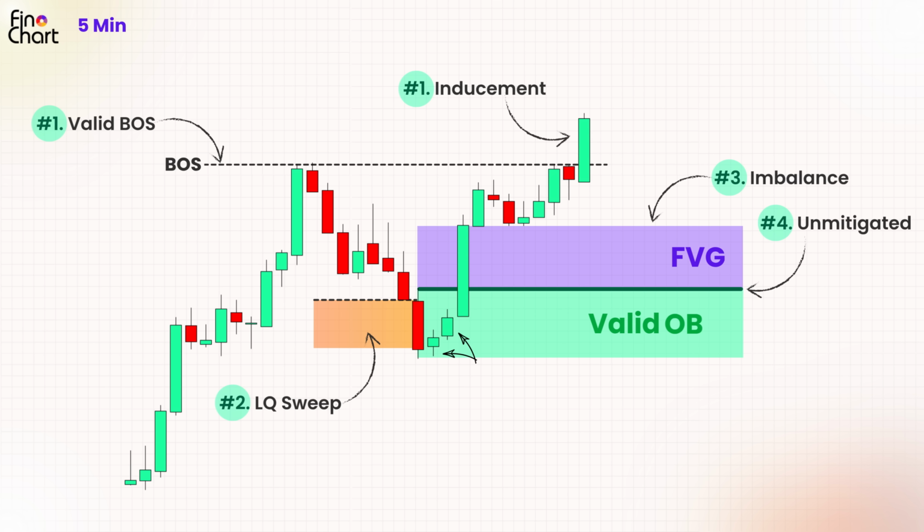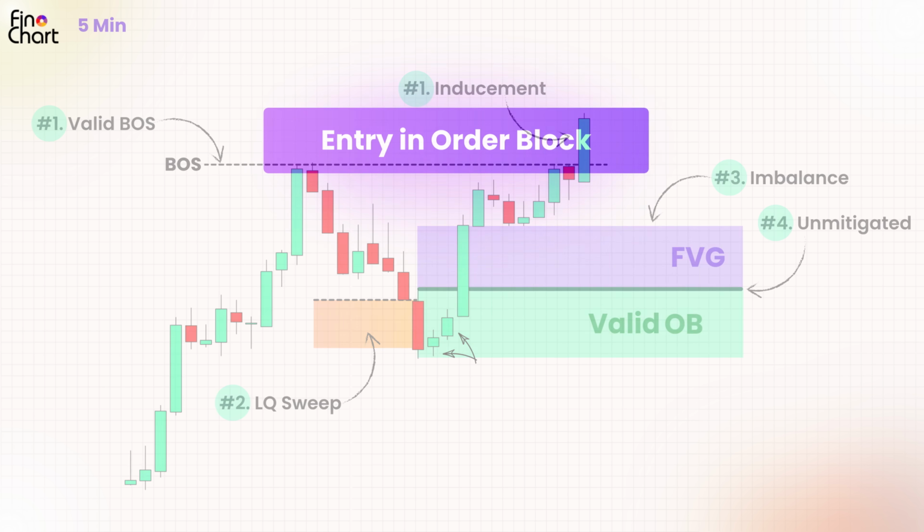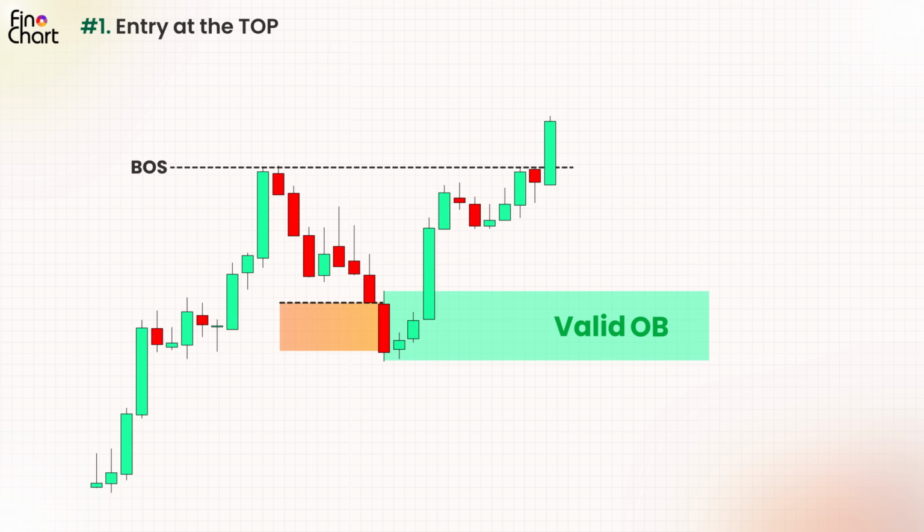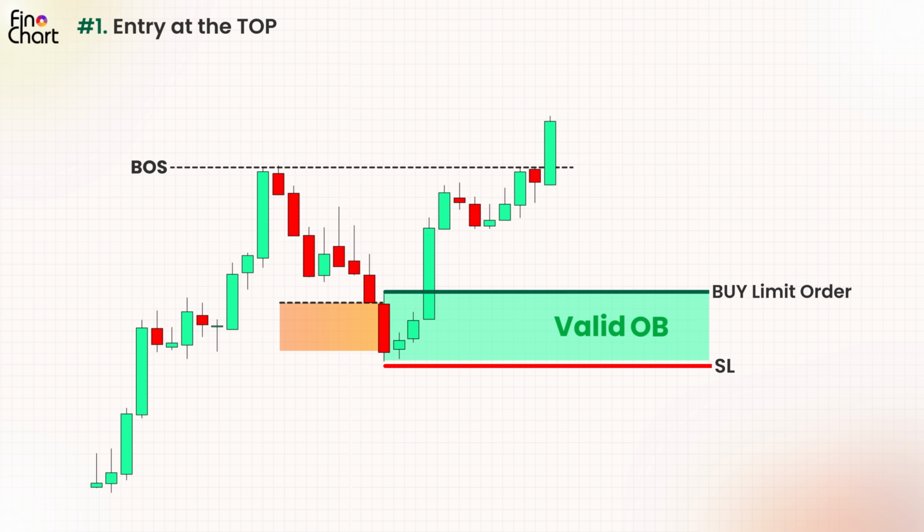Great, we've identified the valid order block, but how exactly do we enter the trade? There are mainly three ways to enter an order block zone. Type number 1, entry at the top of the order block. You place your limit buy orders at the starting point, the very top of the order block zone. Your stop loss goes below the low of the order block candle. The advantage here is that even if price dips into the zone briefly with a long lower wick candle and taps just the top area before reversing, your limit orders are already sitting there. You won't miss the trade.